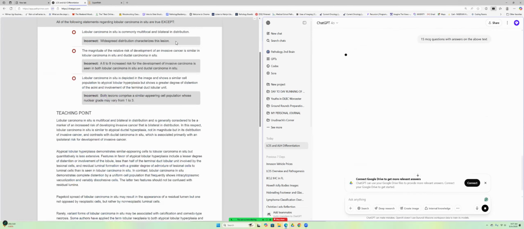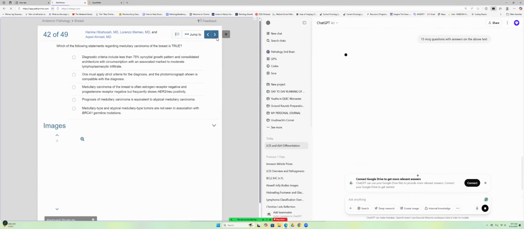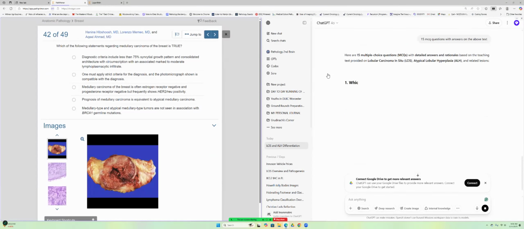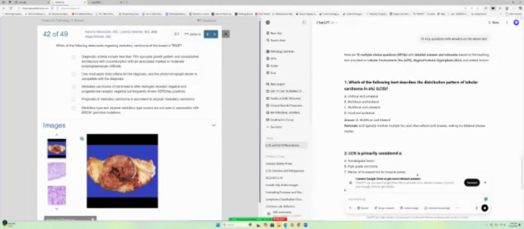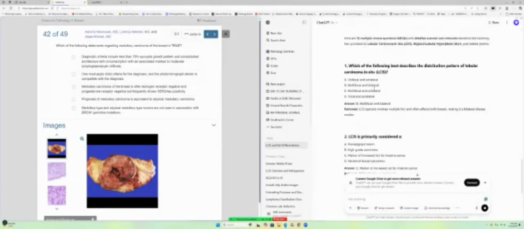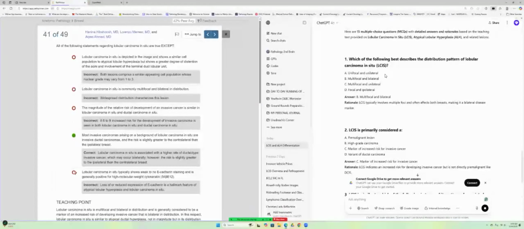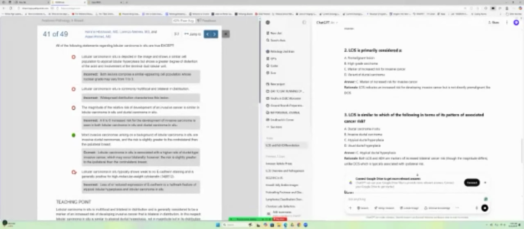The next question we're going to look at is, okay, let's look at this. Let's answer this one quickly. Which of the following best describes the distribution pattern of lobular carcinoma in situ? Multifocal bilateral.